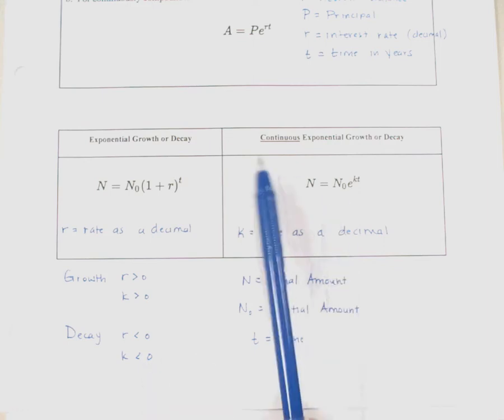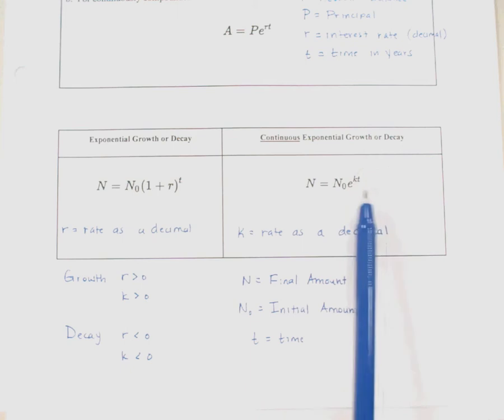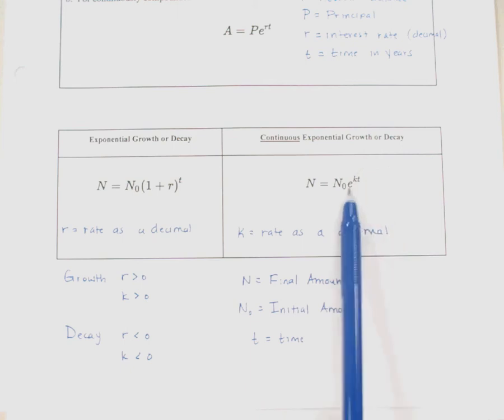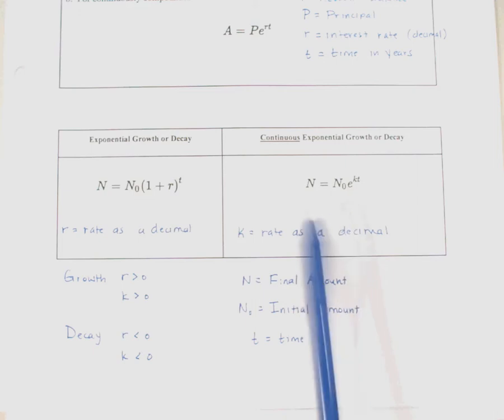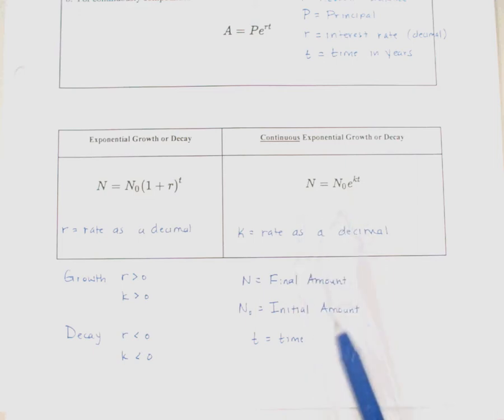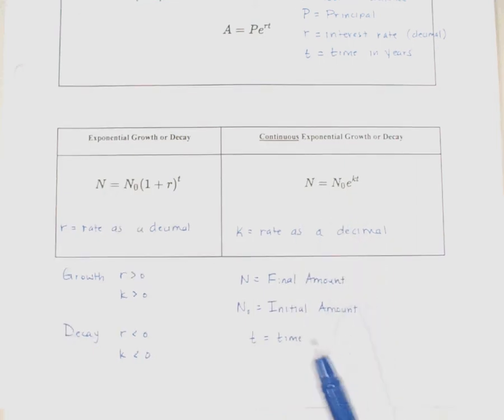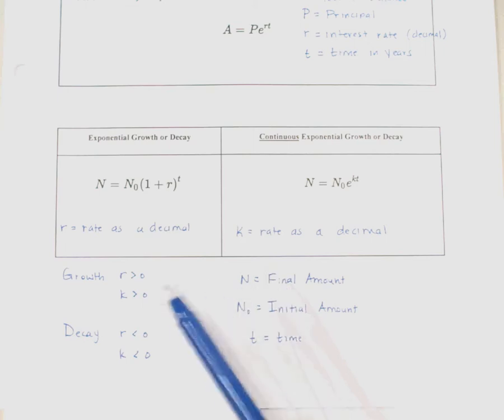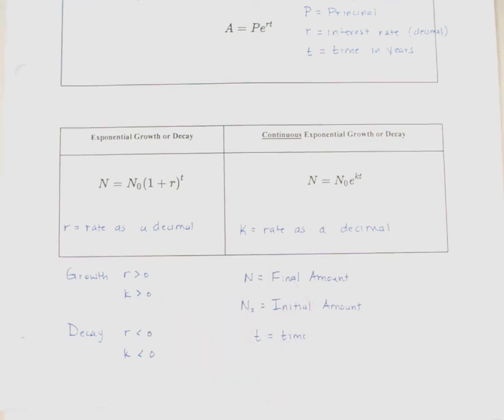Now for continuous exponential growth or decay, again we have our exponent with the natural base e, but everything else stays the same. N sub 0 is the initial amount, N is the final amount. Instead of r being your rate, we use k as your rate, again written as a decimal. And if it's growth, k will be positive, and if it's decay, it will be negative.